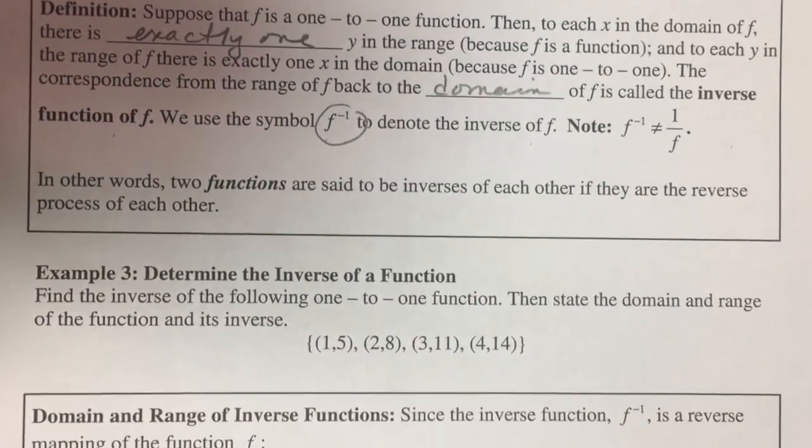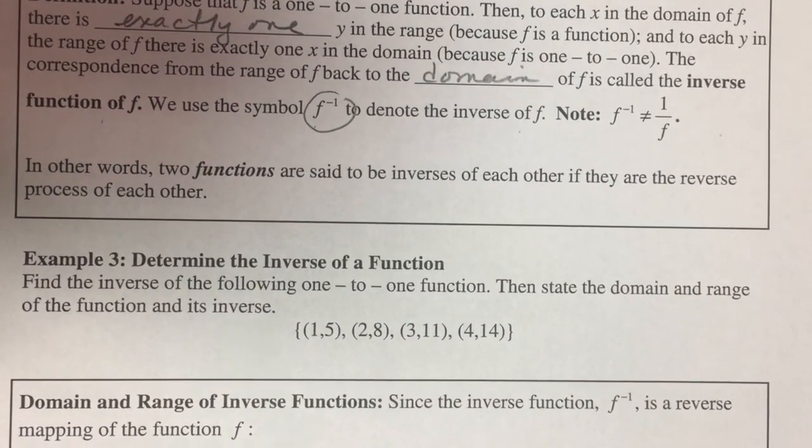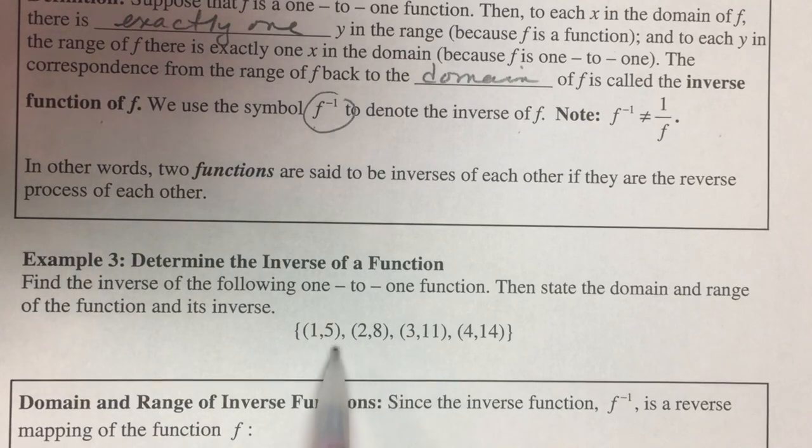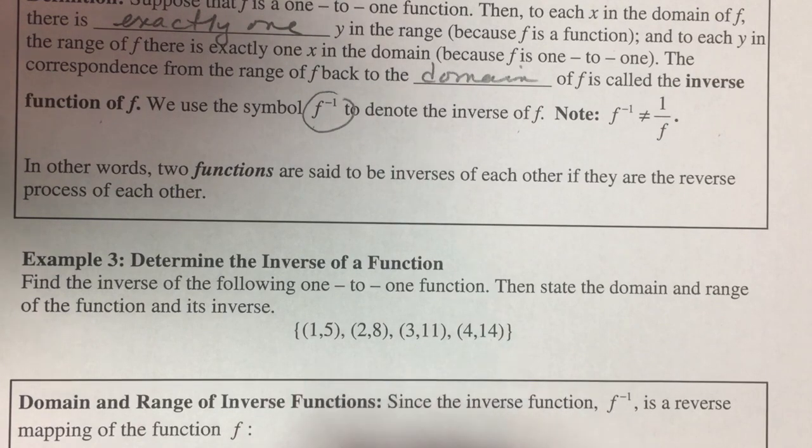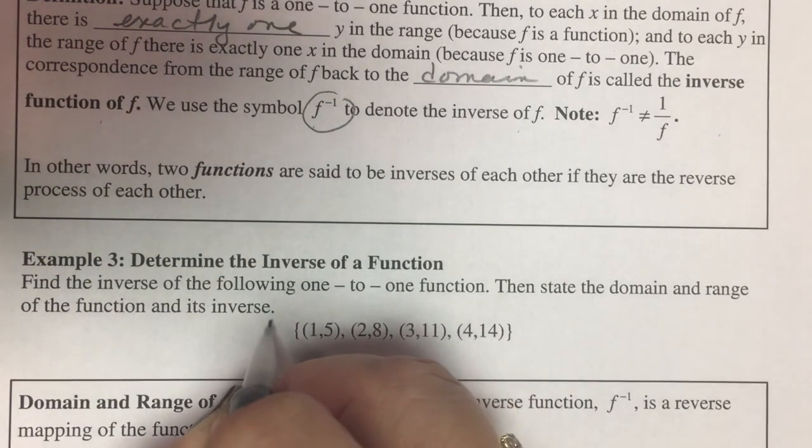So let's look at functions in lots of different ways, and we'll talk about how to find the inverse. This is a one-to-one function. We already saw that on the previous page. We can see that the domain is 1, 2, 3, and 4, and the range is 5, 8, 11, and 14. Easy peasy. If I want to find the inverse, let's just quickly use the correct notation.